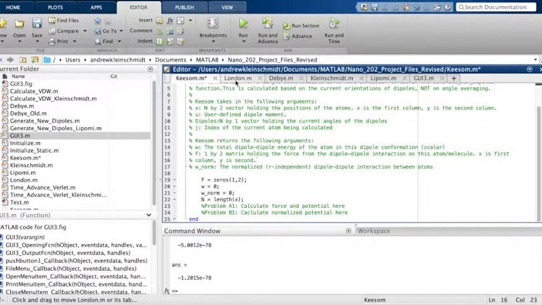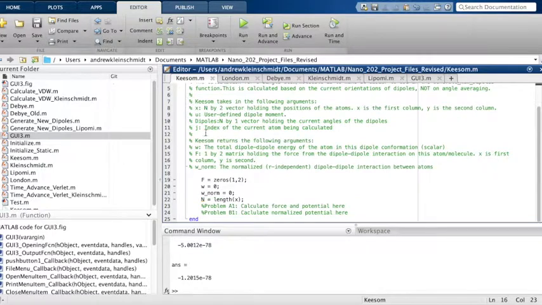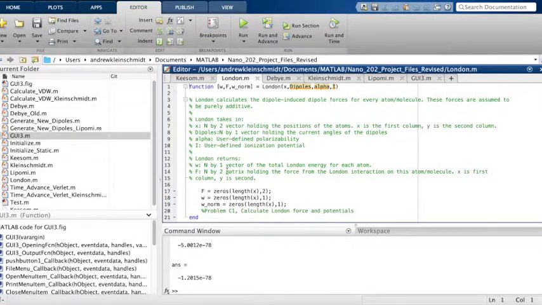Okay, so that should be the Keesom force. The London and Debye are fairly similar. They're quite similar to each other. The main difference is that compared to the Keesom force, for reasons that are a little bit behind the scenes, instead of just looking at one atom at a time, just this jth atom like we do for the Keesom, we're going to look at all of the atoms, and you're going to calculate all of the energies and forces on all of the atoms.